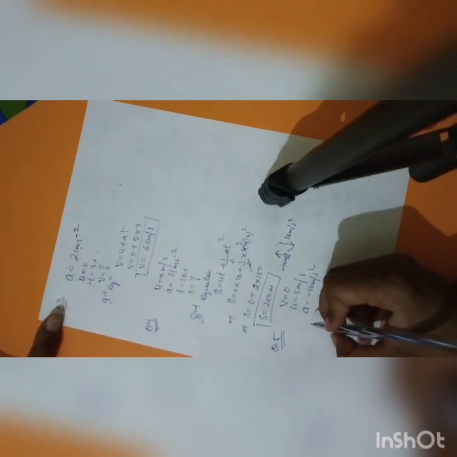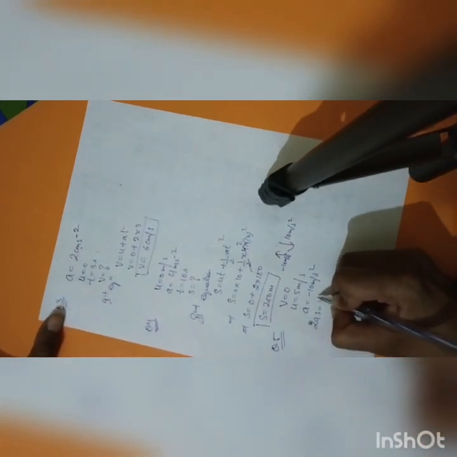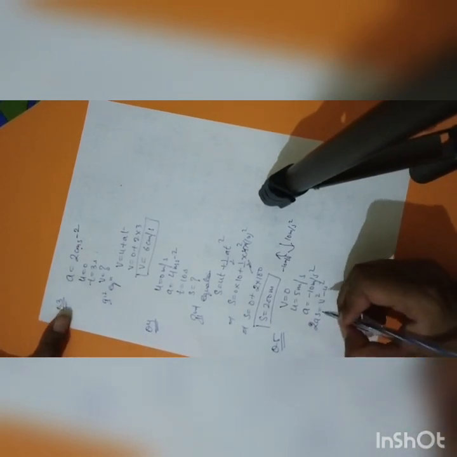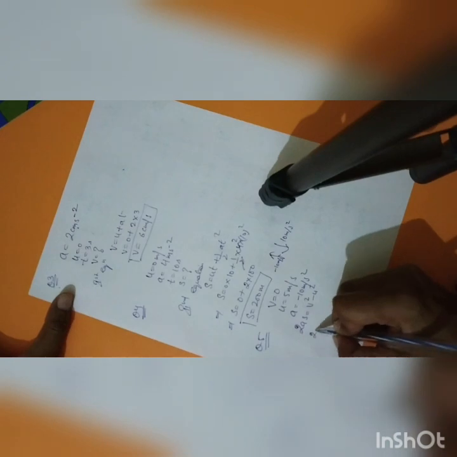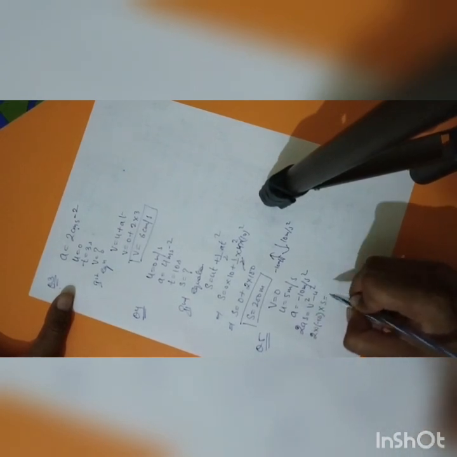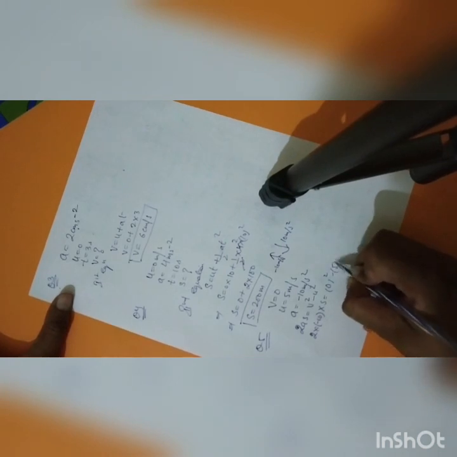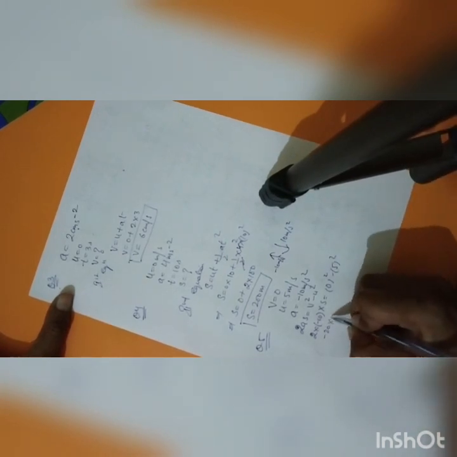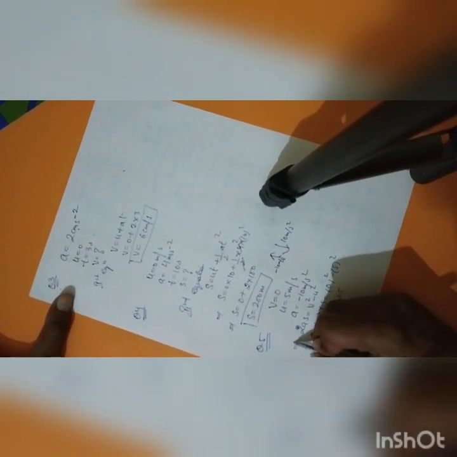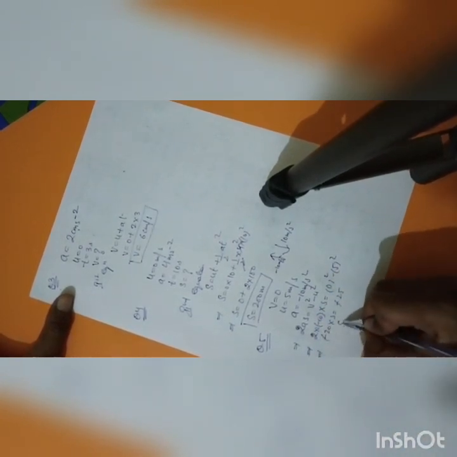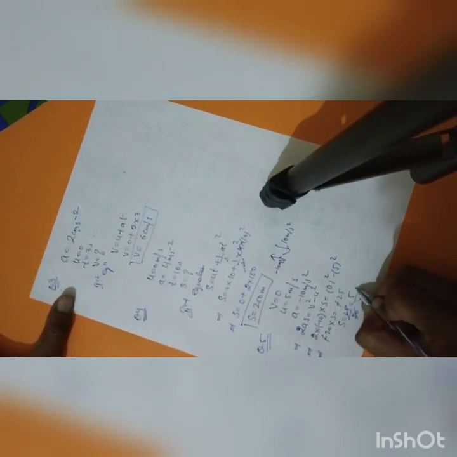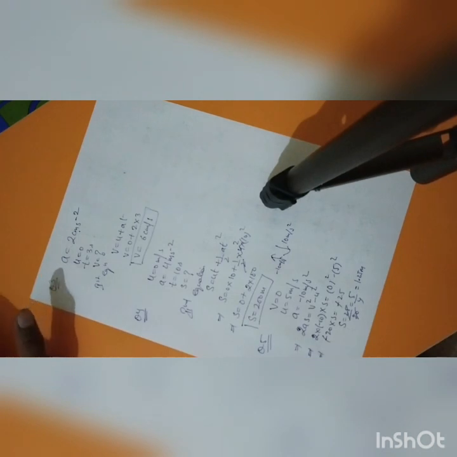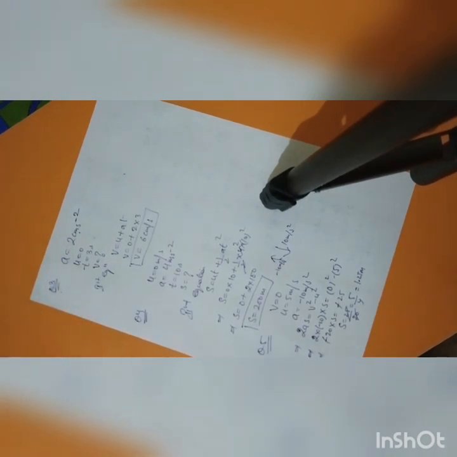The height attained, we'll use the third equation of motion, 2as equals v square minus u square. The height attained would be 1.25 meters. Now we'll find out the time that it takes to reach there.